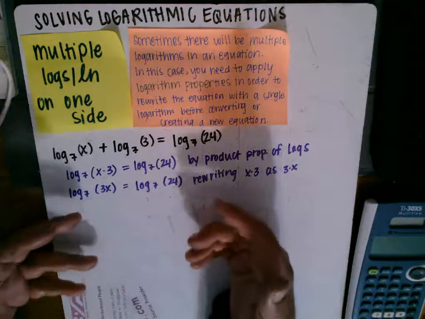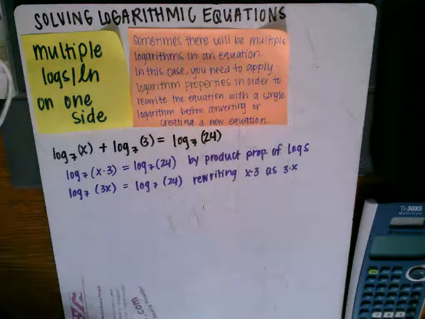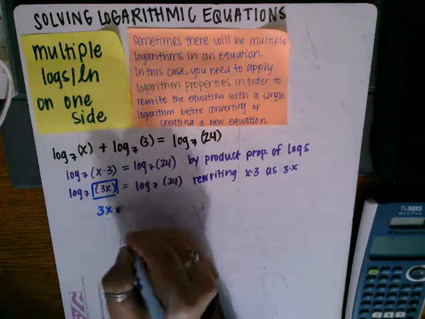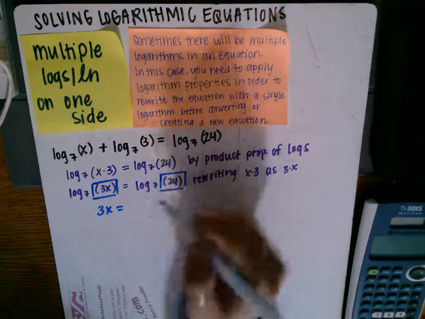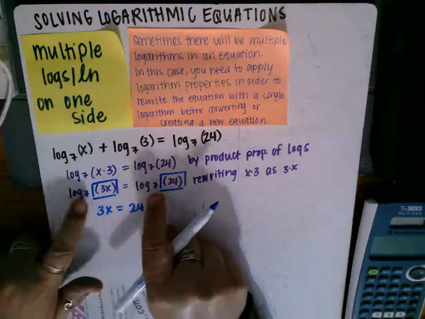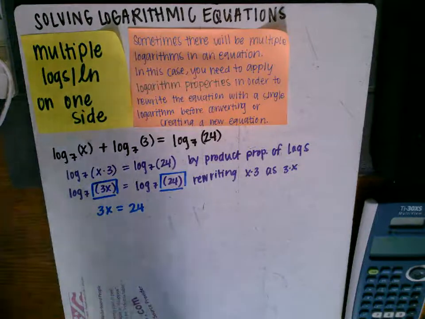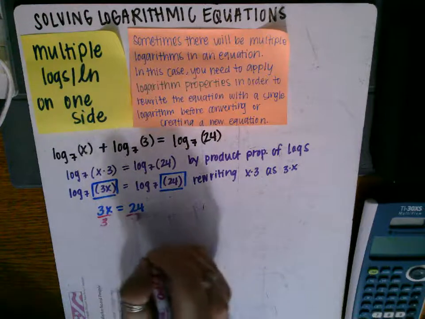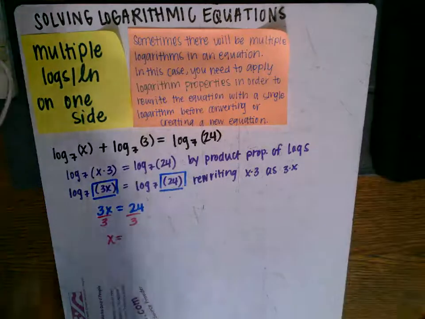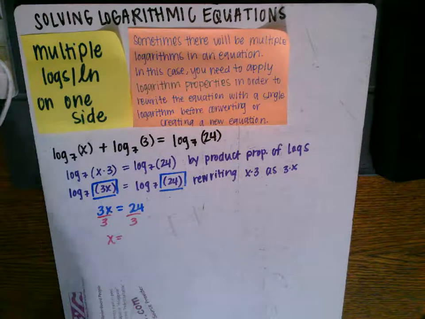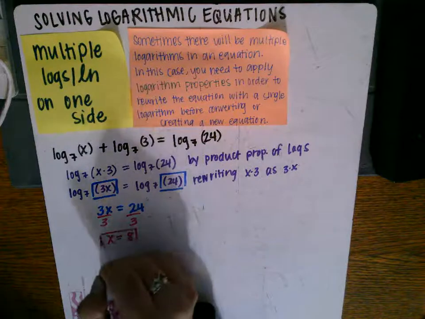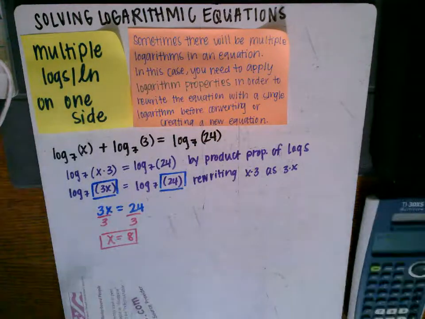to a single log, I can create a new equation of the inputs and just solve that. So I'm going to take my inputs. On the left, it's 3x, and the inputs on the right, 24, and set them equal to each other because they both are log with base 7. And alas, to figure out exactly what my variable is equal to, I'm going to divide by 3. I get x equals whatever 24 divided by 3 is, and looks like that's 8. Just a single 8. That is awesome.